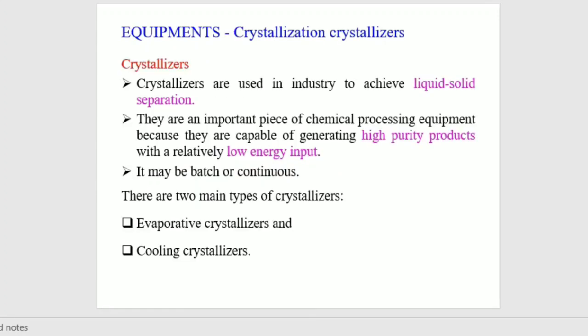Now equipment. Crystallizer is the equipment used for the crystallization process. Mostly in industry, to achieve liquid solid separation, crystallizers are used. They are capable of generating high purity products with a relatively low energy input. It may be a batch or continuous process. There are two main types of crystallizers. One is the evaporative crystallizer and another one is the cooling crystallizer.